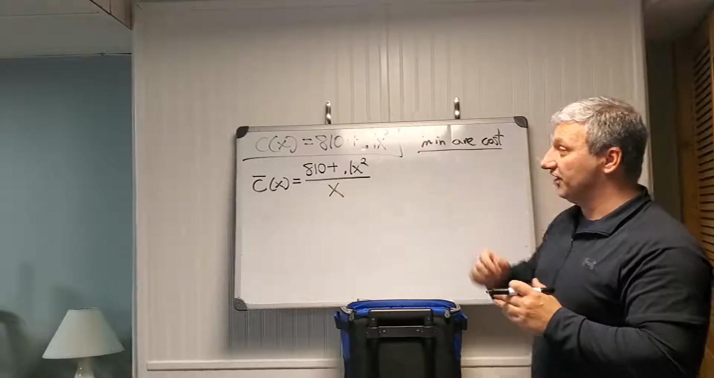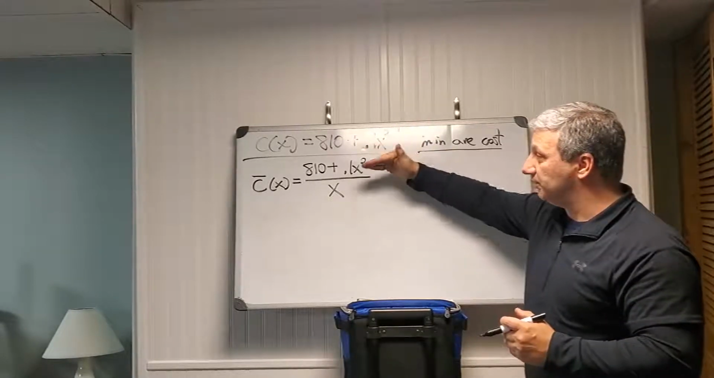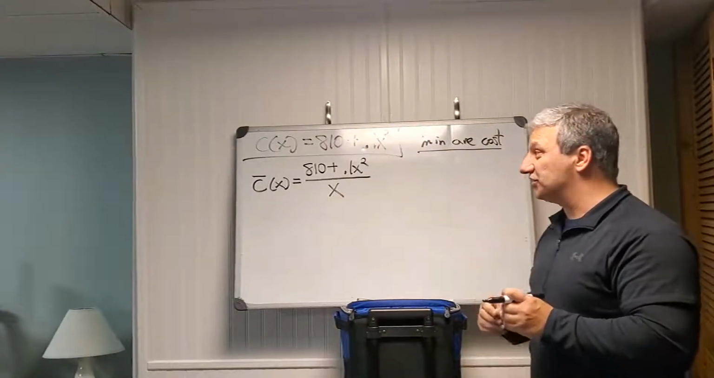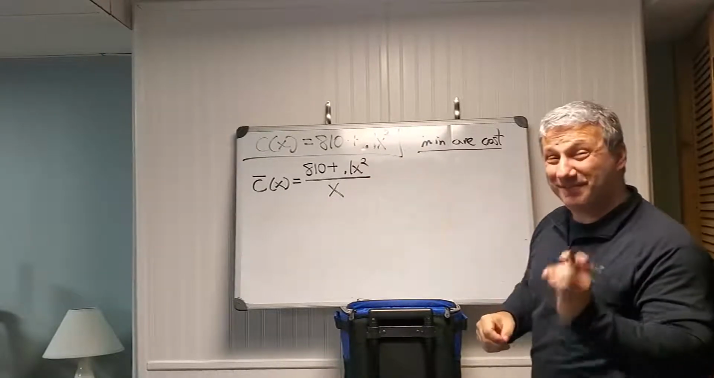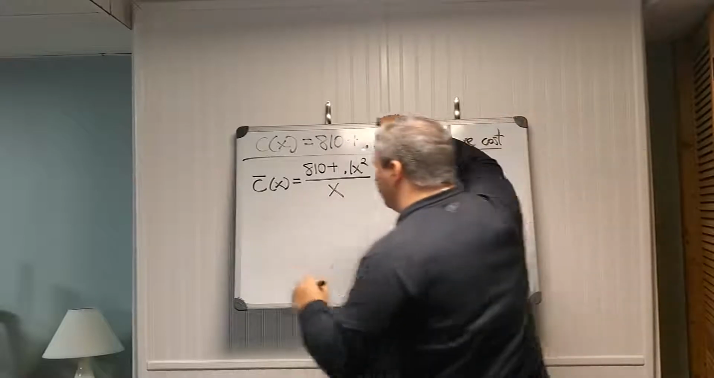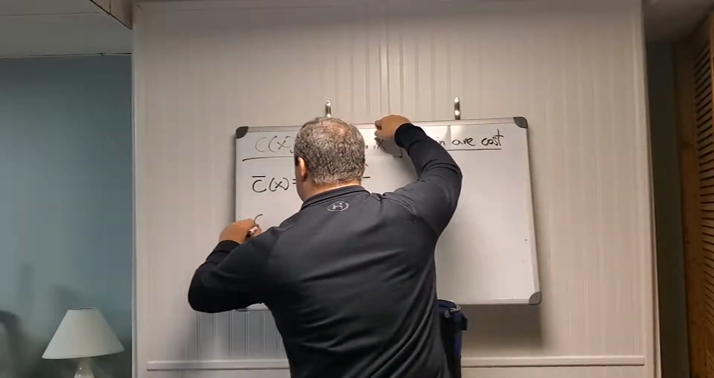So you get the cost function. The average cost is cost per unit. So that's the function I want to minimize. I need to make that very clear. This is the function I'm minimizing. Please be careful when you do this. Allow me to rewrite this.